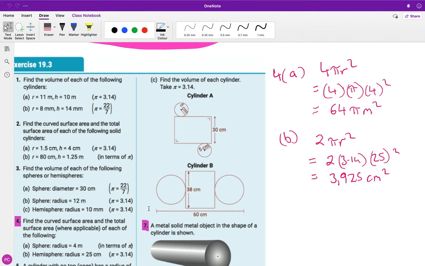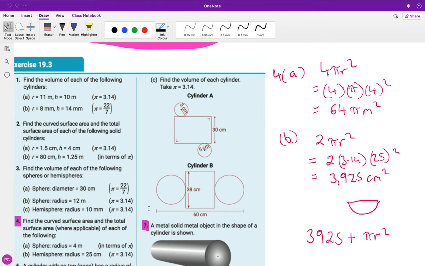So that's the area of the curved bit. We now have to work out the area of the top bit. The way we do that is the total surface area. So our total surface area is what we've worked out, 2 pi r squared, which is 3,925, plus pi r squared. That's the area of the flat bit. Again, it's in the log tables.